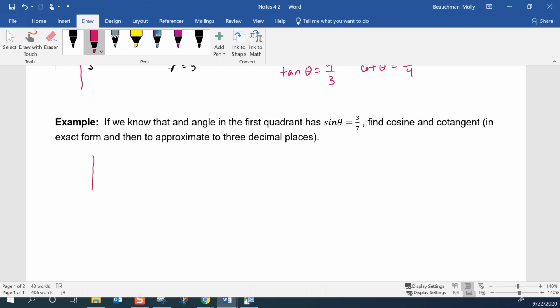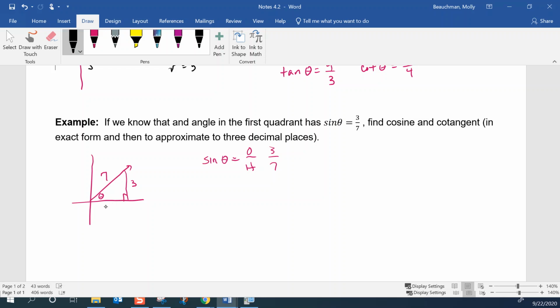So I'm going to draw. I know that the sine is opposite over hypotenuse. So I've got the measurements in my triangle, 3 and 7, of the opposite side and the hypotenuse. So I'm just going to pick a spot here, draw an angle, draw a triangle. I know that the side opposite is going to have measure 3, and I know the hypotenuse is going to have measure 7. So knowing the sine of the angle gives me 2 lengths in my triangle.